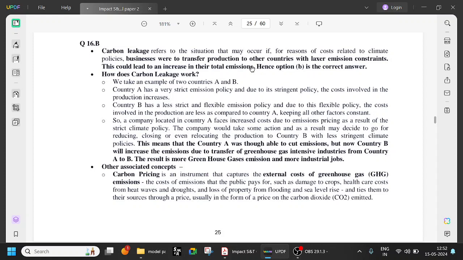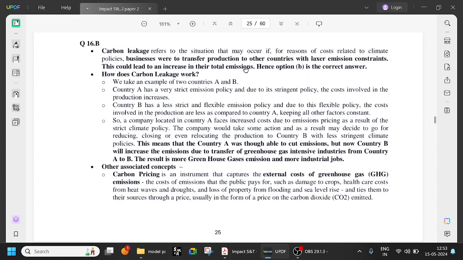So if the businesses were to transfer production to other countries with laxer emission constraints, this could increase their total emissions. In a way, they're trying to reduce the production cost, but the emissions are still there. Instead of producing here, you are producing elsewhere, and here you would have produced some emissions, but there in China, the same product produces more emissions. Okay, so that is called carbon leakage.